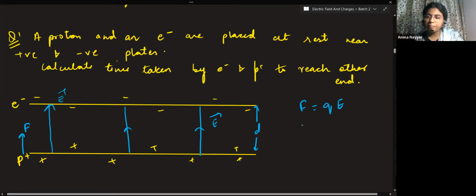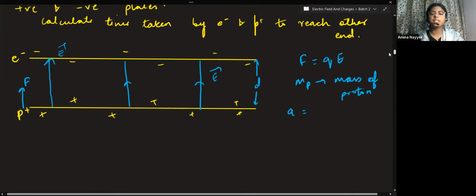If mp is the mass of the proton, then what will the acceleration be? F is equal to ma, so acceleration is F divided by m. So the acceleration of the proton will be F by m. F is what? qE. m is mp. So this is the acceleration that you have.